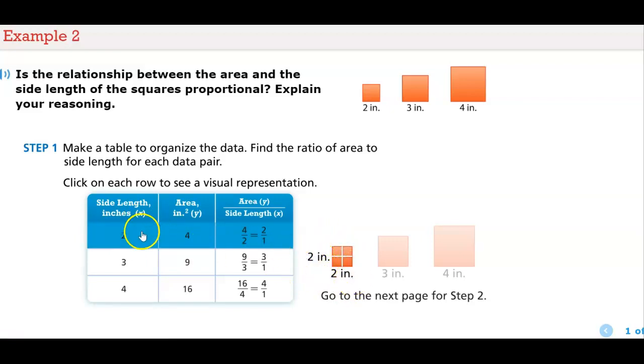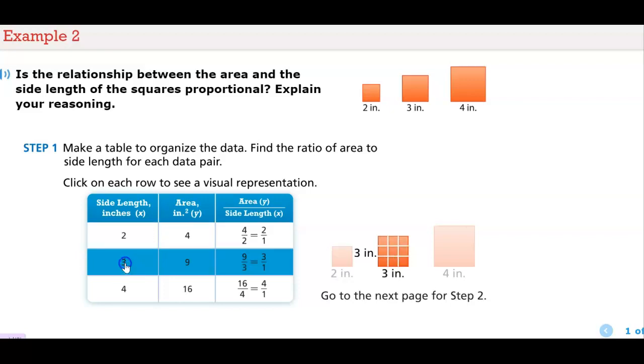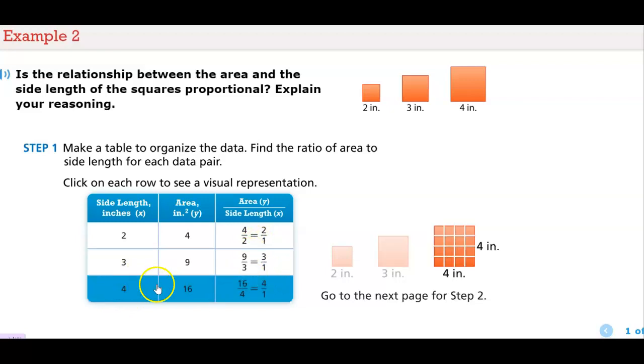You have 2 by 2. So the area of that is 4. And then you see the area over the side length. For 3 as the side length, you have the area of 9, and then it shows you the ratio of that as well. And then for 4, you have this model here, and it shows you the ratios for that one.